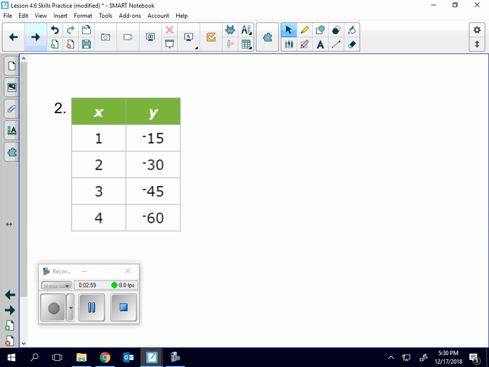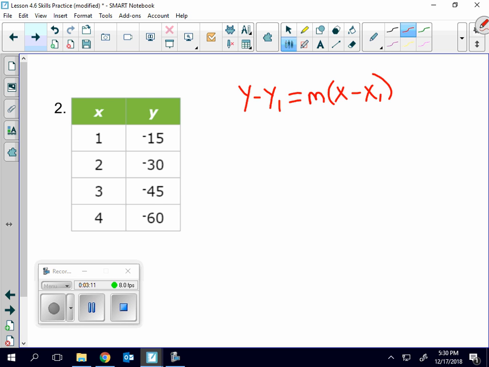Number 2. All right, so first we're going to write it in point slope form: y minus y1 equals m times x minus x1. So we need the slope, and we need the x1 and y1. Well, the slope is really easy, just the change in y, which here is going down. If I'm getting more negative as I go here, I'm going down, so that's a negative 15. If you want to check on your calculator, it's y2 minus y1.